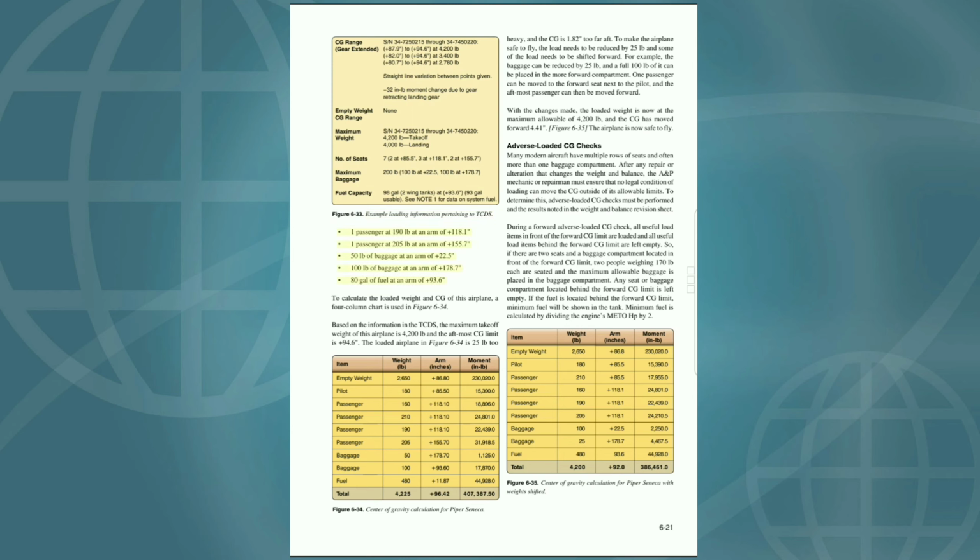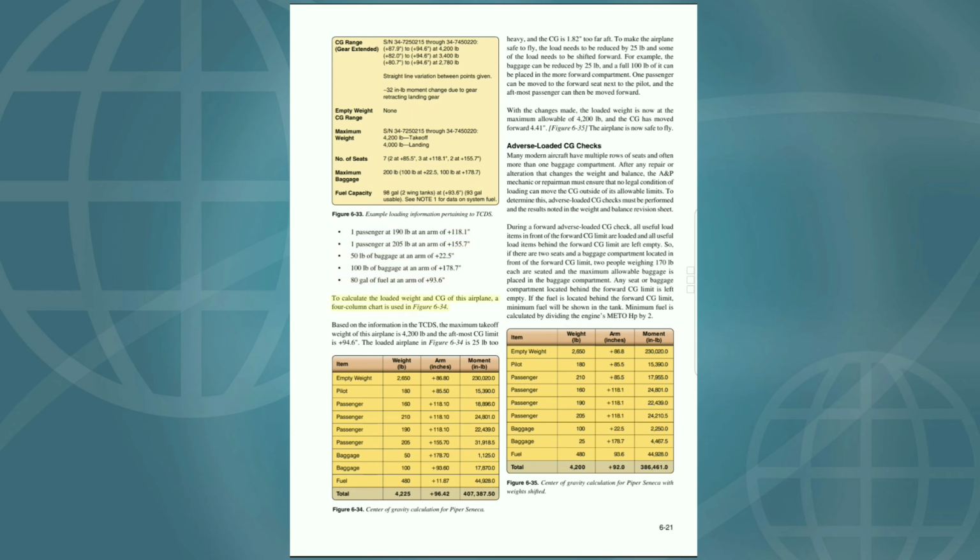1 passenger at 190 pounds at an arm of plus 118.1. 1 passenger at 205 pounds at an arm of plus 155.7. 50 pounds of baggage at an arm of plus 22.5. 100 pounds of baggage at an arm of plus 178.7. 80 gallons of fuel at an arm of plus 93.6.